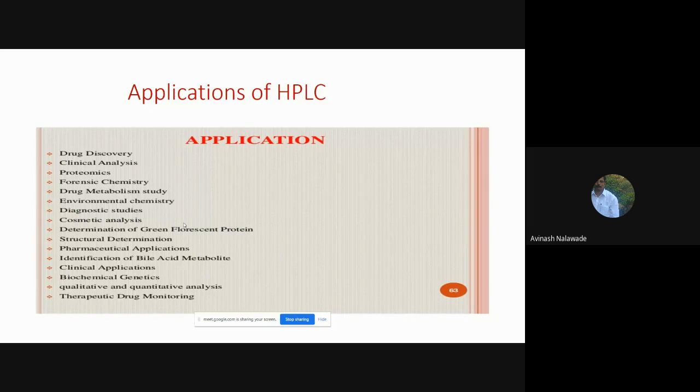Then in environmental chemistry, for detection of pollutants which are present in very low concentration. Then in diagnostic studies, then in cosmetic analysis, we are using this HPLC. Then the determination of green fluorescent protein, for that purpose we are also using it. Then structure determination. It is widely used in the pharmaceutical industry for various pharmaceutical applications. Then it is used in clinical applications. Then in biochemical genetics, in qualitative and quantitative analysis and therapeutic drug monitoring. Okay, so HPLC has wide applications.